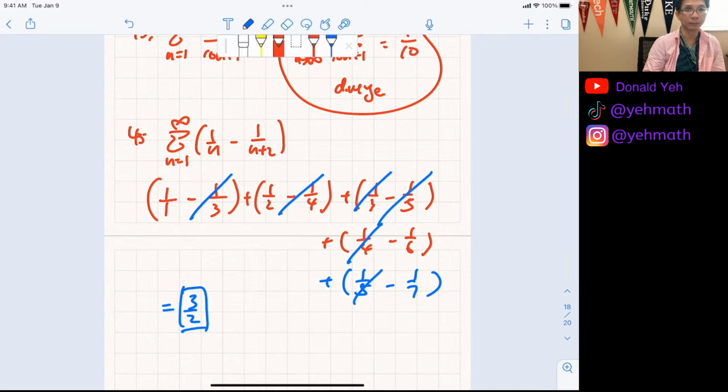So when you say 3 over 2, it converges? Yes, it converges, and not only that, it converges to that number. There are only two types of series that can converge to a number. One is telescoping, one is geometric. Those are the two series where you can get the actual value. Otherwise, you can only tell whether it converges or diverges, because all the other tests do not tell you what it converges to. So that's going to be 3 over 2.